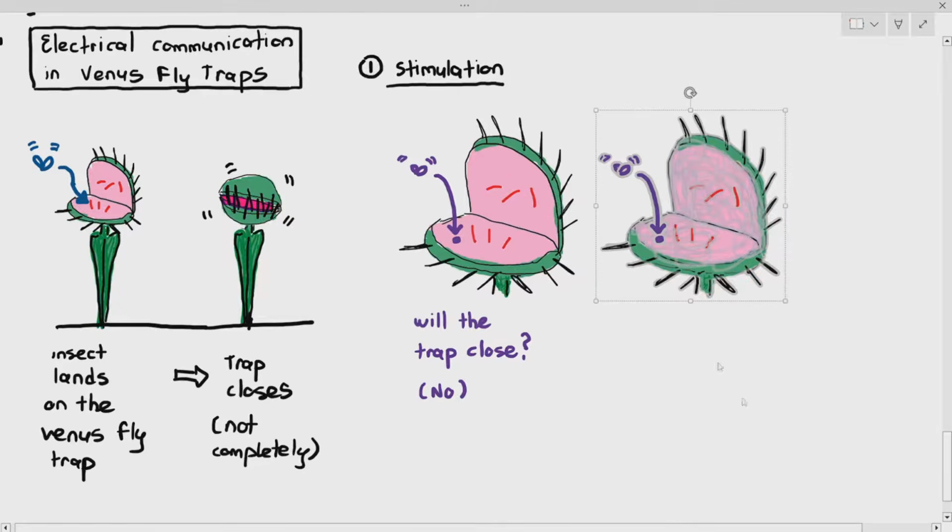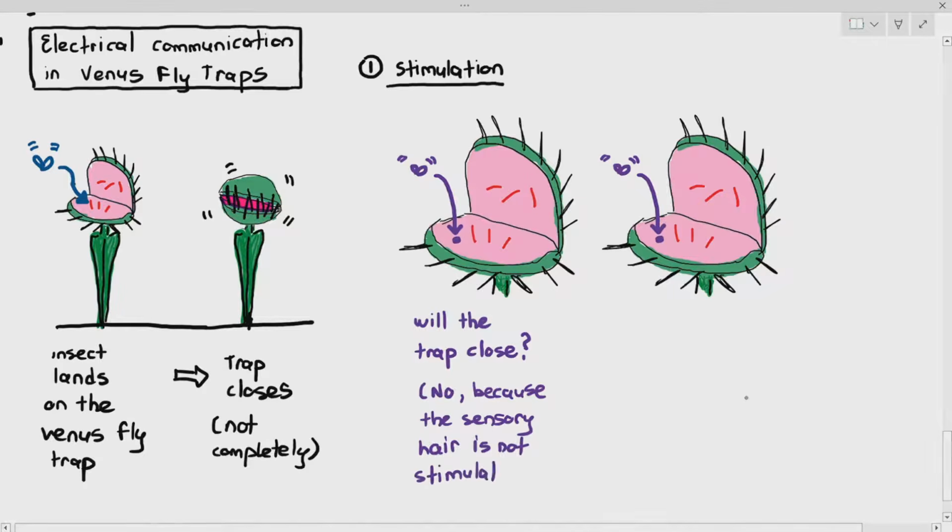Now, why doesn't it close at that particular area? Some students will immediately catch on and say, well, yes, it landed within the trap, but it did not stimulate the sensory hairs, or it did not touch the sensory hairs. That is why the trap does not close.